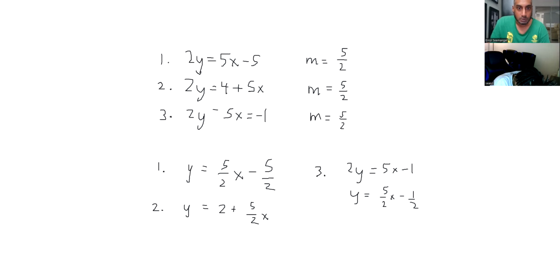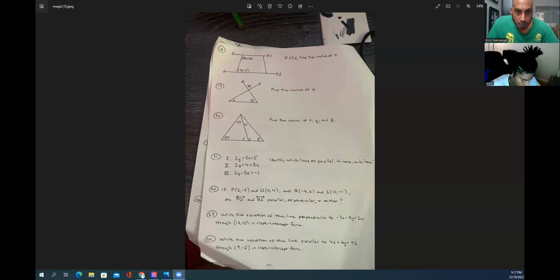Okay. So they're all parallel? Let me just double check that. Because it says for number 1, it has 2 of the parallel lines, and the other ones just have 5/2 and then half and then 5/2. Share your screen again. Let me see. 2y equals 5x minus 5. 2y equals 4 plus 5x. 2y minus 5x equals negative 1. Identify which lines are parallel. Okay, let me go back to the whiteboard.